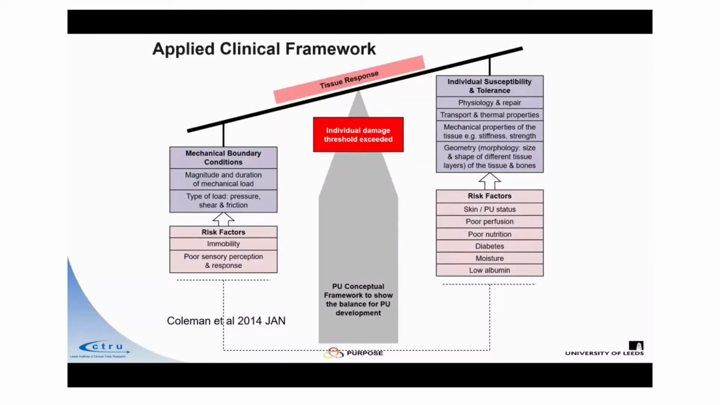So that was then reworked into a clinical framework with the mechanical boundary conditions on the left, which is impacted by immobility and potentially sensory perception and response. And then on the right is the individual susceptibility and tolerance, and that's impacted by skin status, perfusion, nutrition, diabetes, moisture, and potentially low albumin, and generally illness.